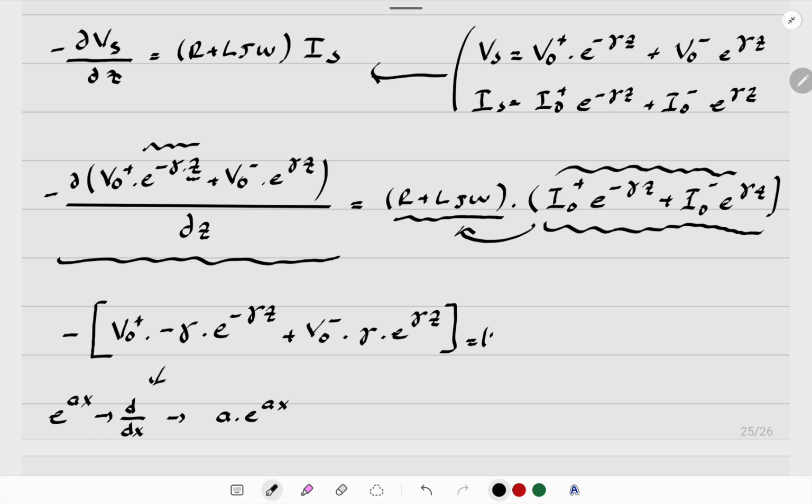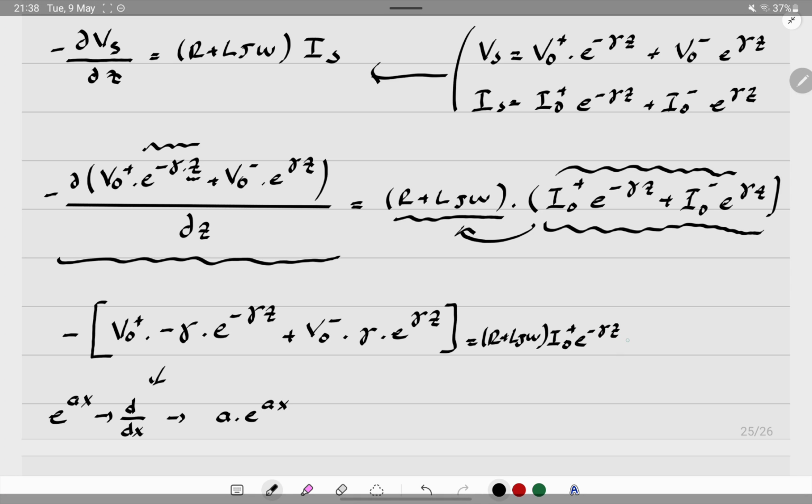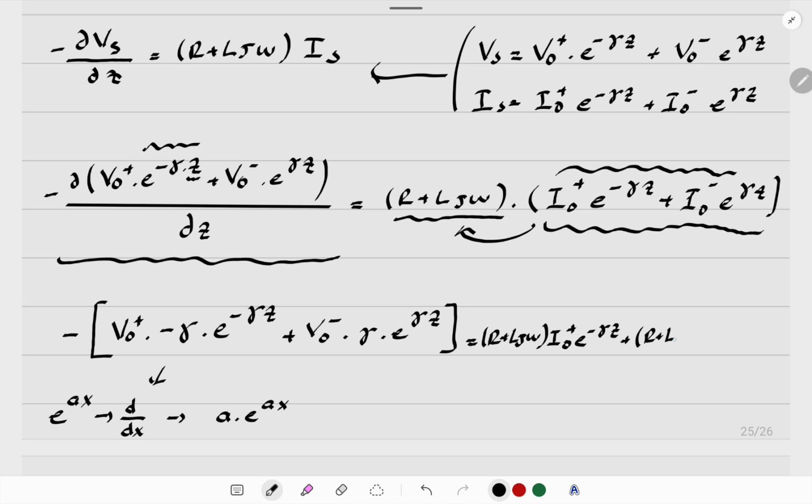So how is it? r plus lj omega times I0 plus e to the, we don't take a derivative in here, because it's not written like that. And also plus r plus lj omega times I0 minus e to the z in here. All right, and this is where we actually get. And actually we can end our equations in here.